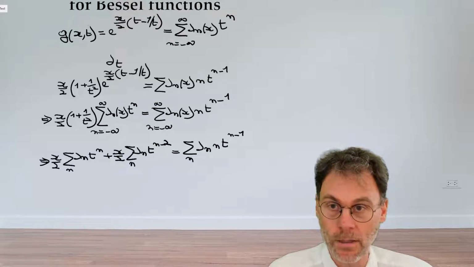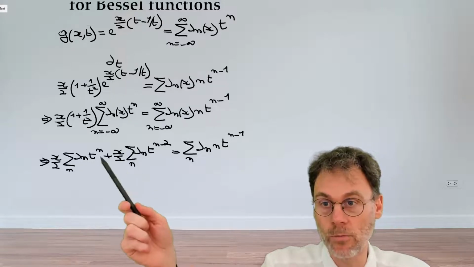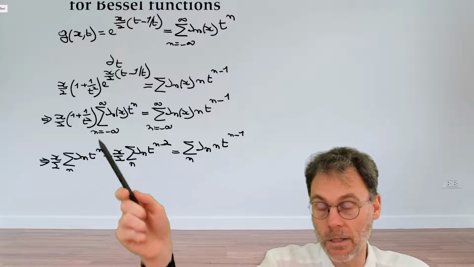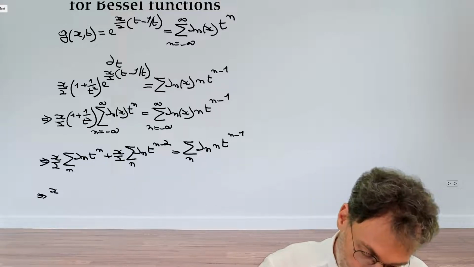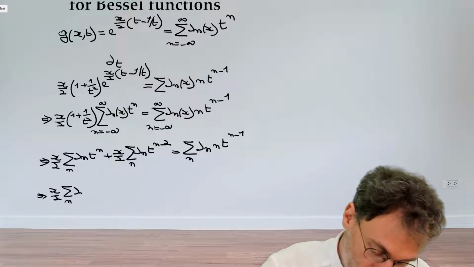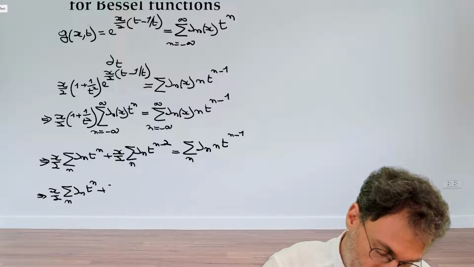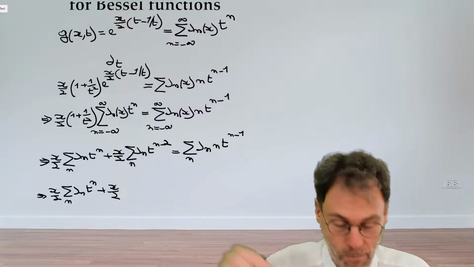So in order to make it a little bit easier to identify the same powers of t here, we're going to make sure that everything is in a form like t to the power of n. So for the first term, that's already okay. So here we have the sum over n of J_n t to the power of n. But then for this guy over here, we have t to the power of n minus 2.